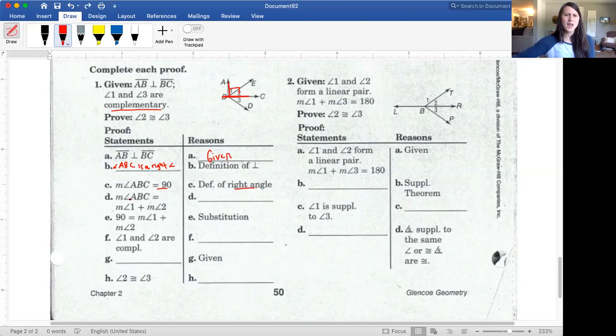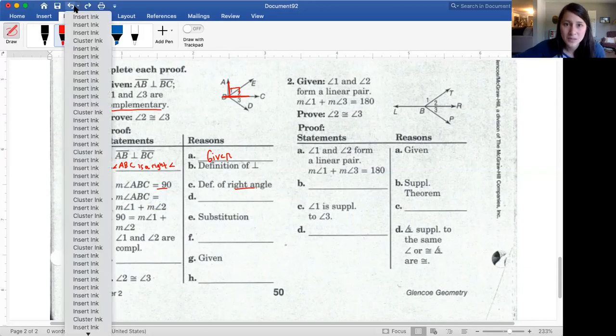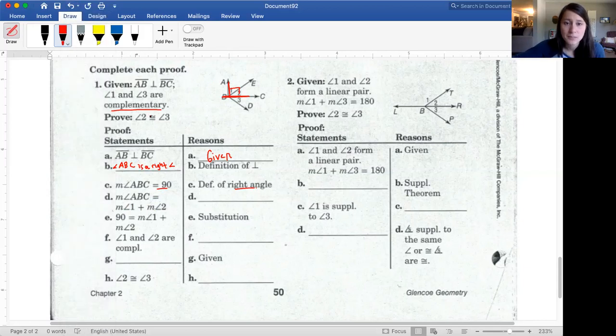Now let's take a look at this. Measure of ABC equals measure of angle 1 plus measure of angle 2. Remember when we talked about anytime you have two angles that add up to be the bigger angle, that means we're adding two angles up to equal the whole. That's called the angle addition postulate. So the reason we can conclude that angle 1 plus angle 2 is the bigger angle that is created is the angle addition postulate.